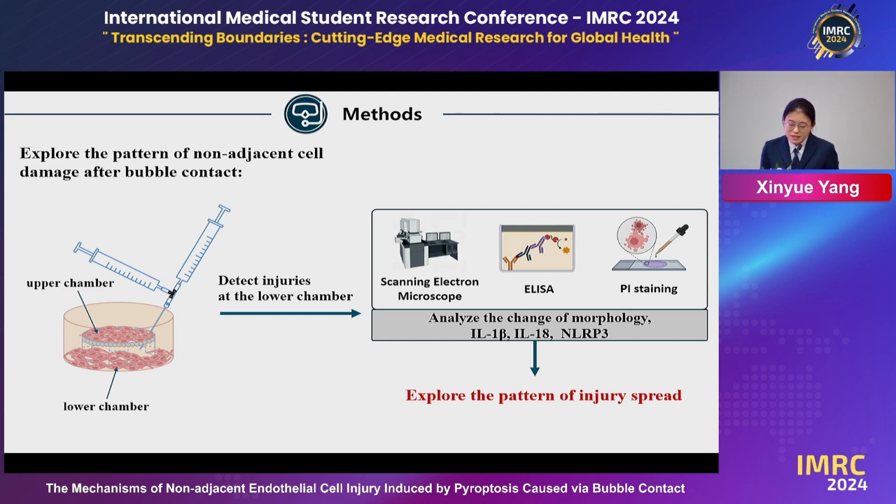One is to measure the damage indicators at different times after contact, and the other is to vary the contact durations with the upper chamber cells and then measure the damage. Subsequently, we will analyze the morphological changes, interleukin-1 beta and interleukin-18 by ELISA and NLRP3 via Western blot. Ultimately, we aim to analyze the pattern of injury spread.